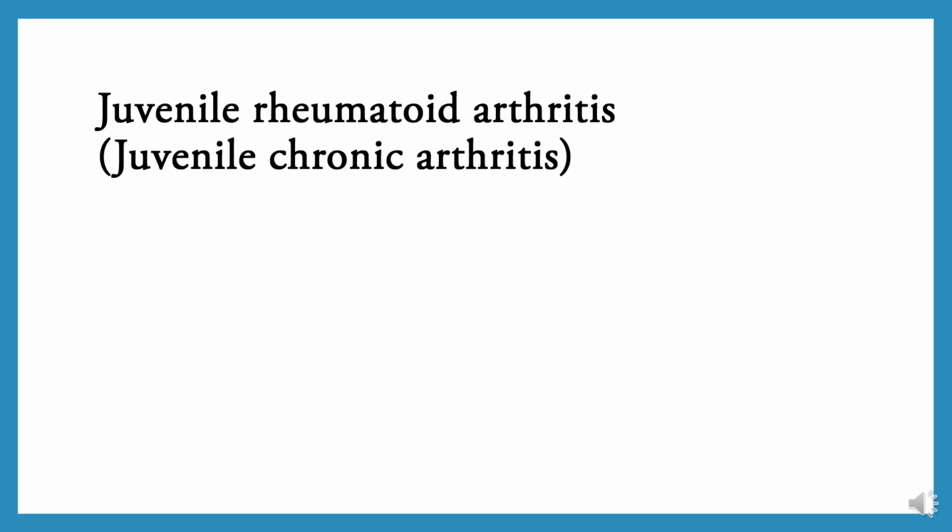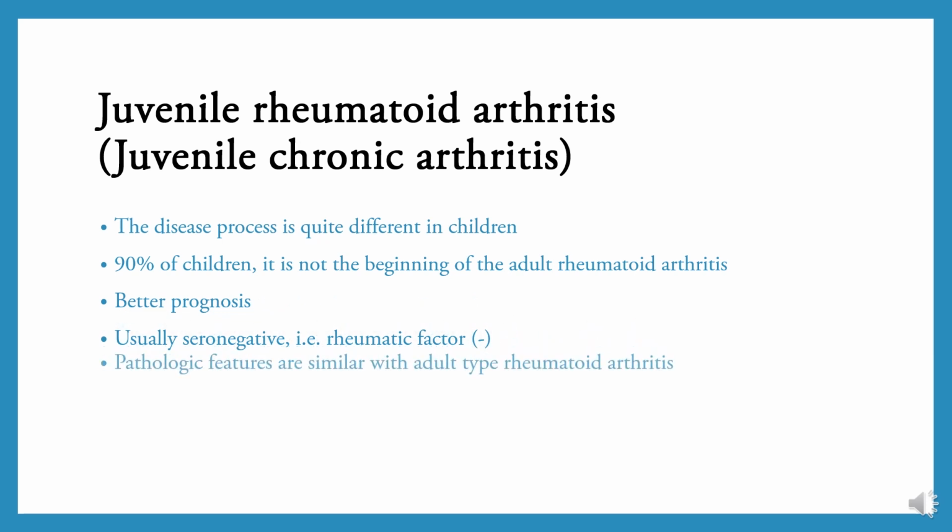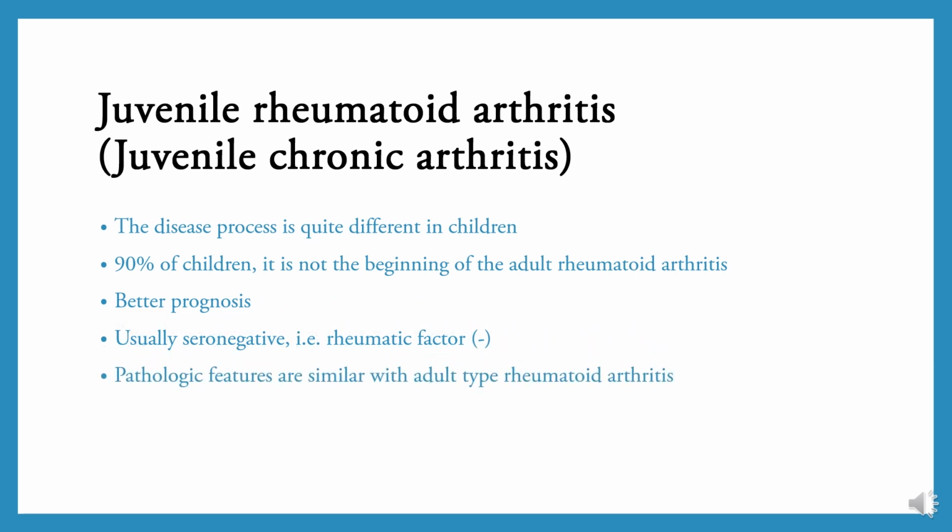In juvenile rheumatoid arthritis, the disease process is quite different in children. In 90% of children, it is not the beginning of adult rheumatoid arthritis. It has a better prognosis and is usually seronegative. Pathologic features are similar to adult-type rheumatoid arthritis.